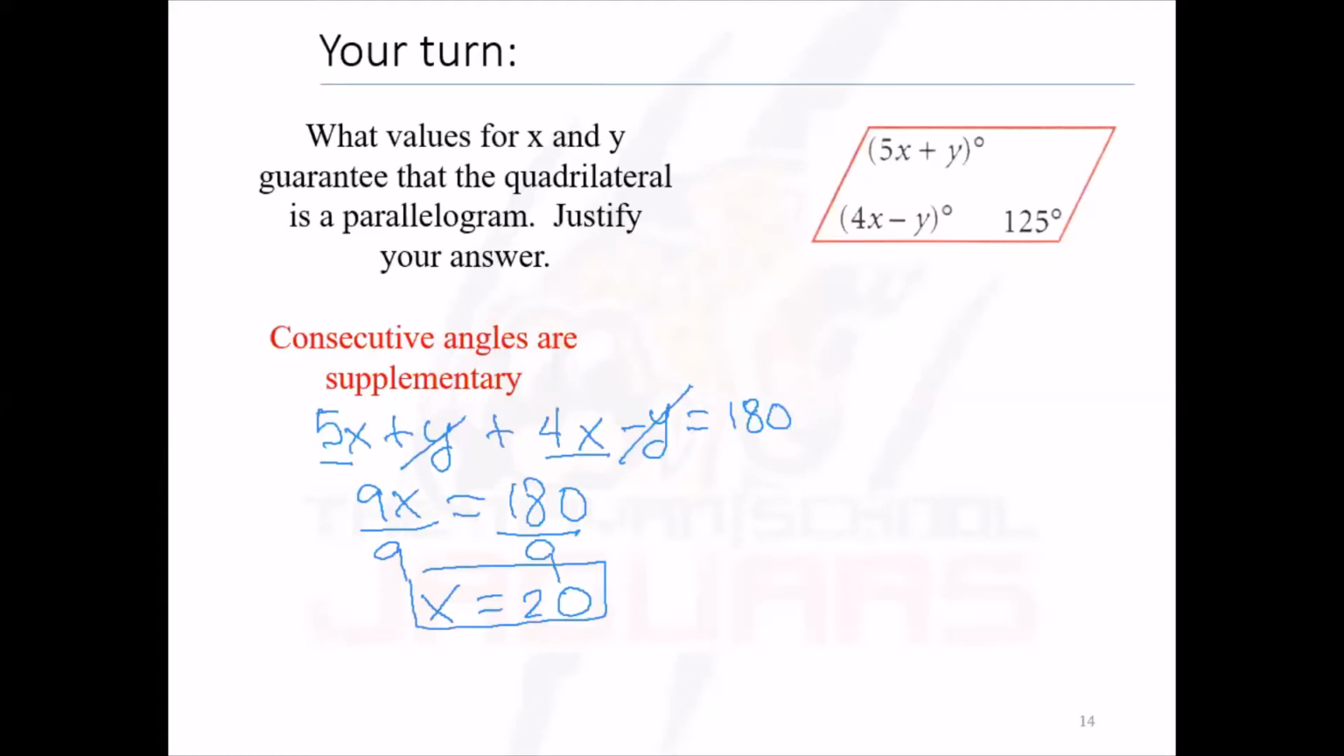At the beginning, I was thinking to write two equations, two linear equations, so a system of linear equations. But when I wrote it and I analyzed what I have in this equation, 5x plus y plus 4x minus y equals 180, I noticed that the y cancels. So that leads us to an equation with only one variable. And I have that the value of x is 20. Now, the question is, how can I find the value of y?